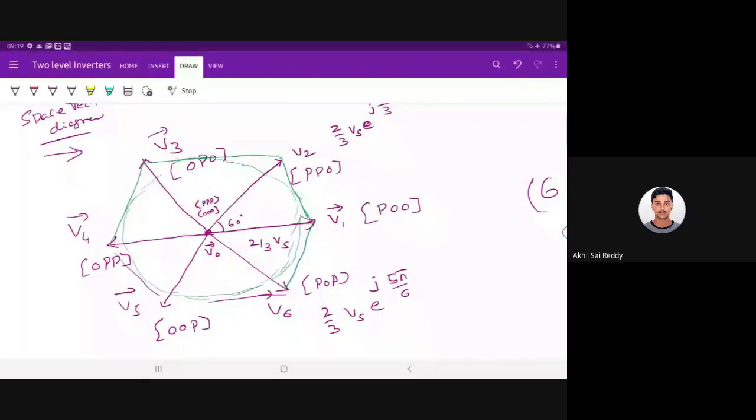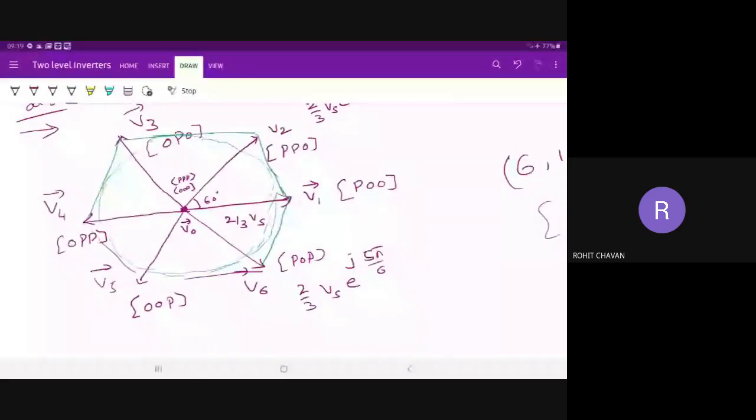The vector length is 2/3 Vs. 2/3 Vs is its magnitude, right? Okay, so I want a circle which is inside that hexagon. It's definitely not 2/3, right? It's less than 2/3. Yes, less than. Can you derive its magnitude?